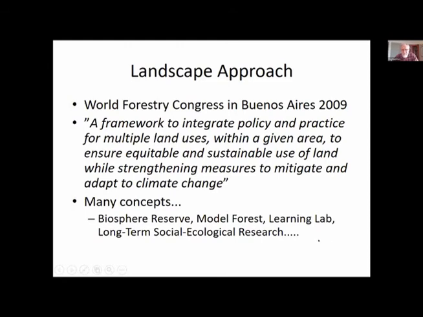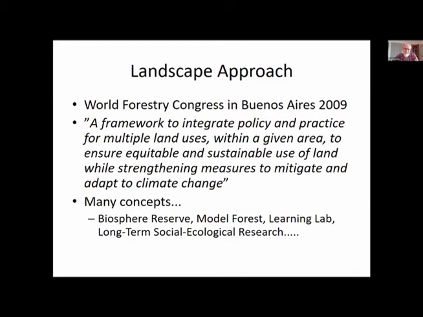The third item I wanted to touch upon is landscape reports, and I will do this quite briefly. I met it the first time at the World Forestry Congress in Buenos Aires in 2009, which presented the idea of a framework used to integrate policy and practice for multiple land uses within a given area, a landscape or a region, and to ensure equitable and sustainable use of land while strengthening measures to mitigate and adapt to climate change.